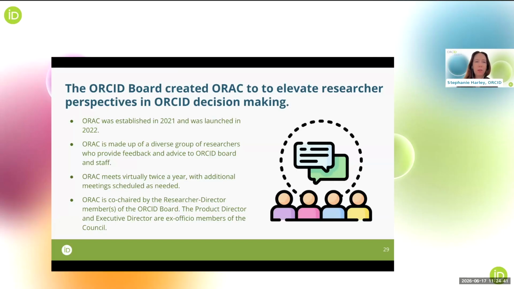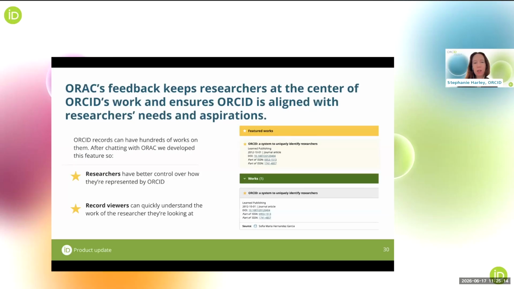And this council is made up of a diverse group of researchers who can provide additional feedback and advice to the board and staff. It is co-chaired by our 2 researcher director members of the board, and our product director, executive director, and myself work closely with the council as well. And ORAC meets twice a year virtually, and can meet additionally if needed, if different topics come up. But when it meets, we tend to have deep dive sessions on certain topics so that researchers can really provide feedback on what ORCID is doing or thinking about doing.